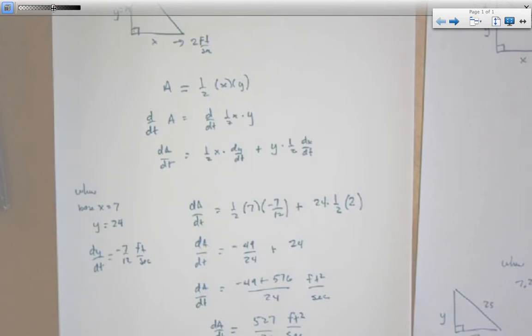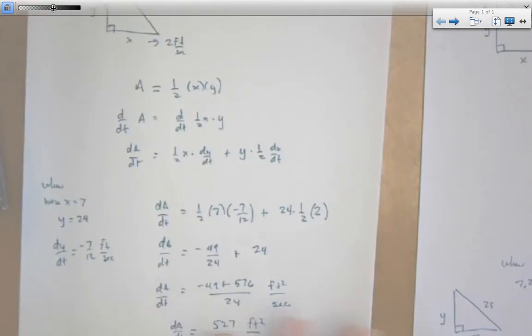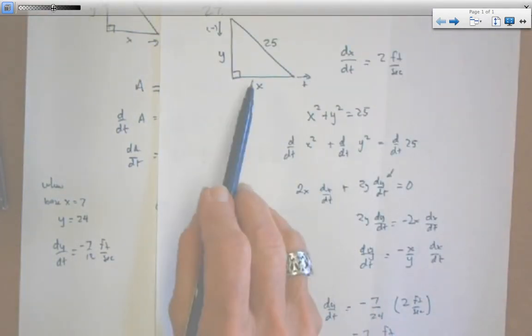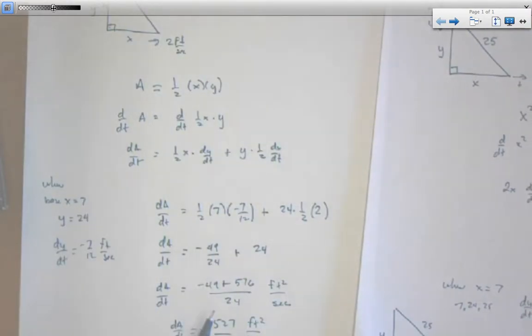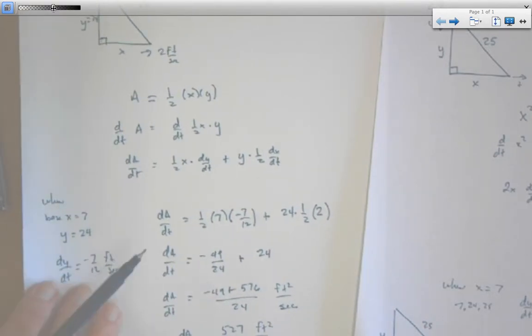Okay, so in part A we had to just use some information in the problem, go back and find values of x and y. And in part B, we had to go and use something from a previous part of the problem. All right, go to C.